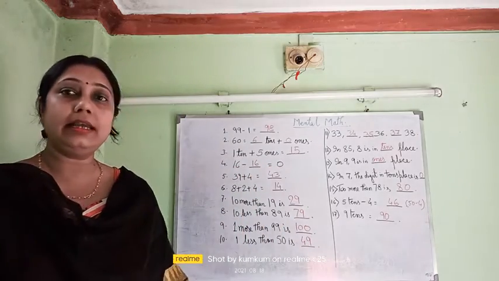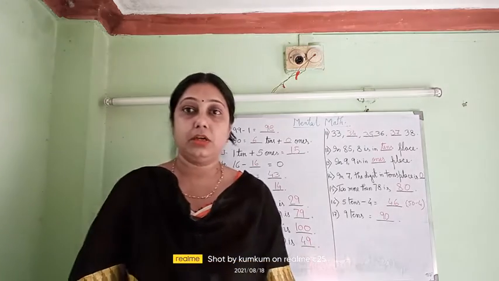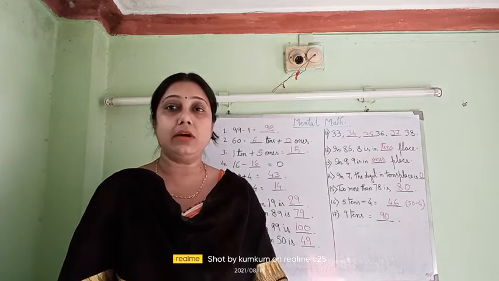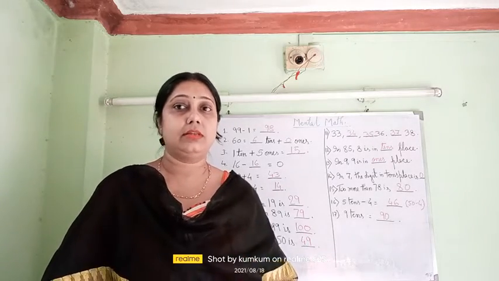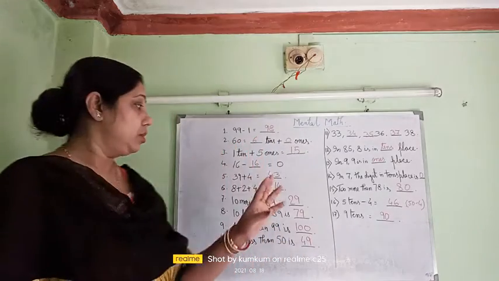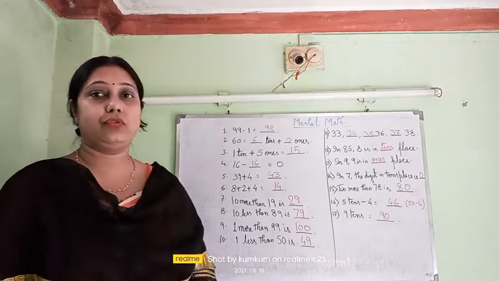Next, 39 plus 4 is how much? So you have to do forward counting. After 39, you have to count 4. 39, 40, 41, 42 and 43. So the answer became 43.